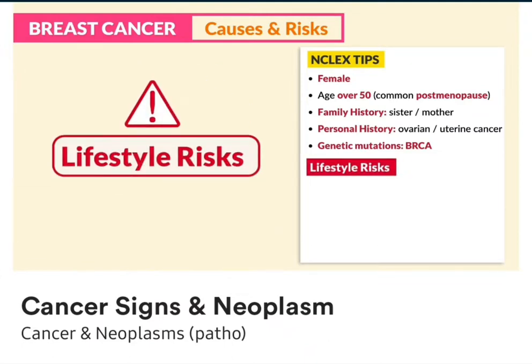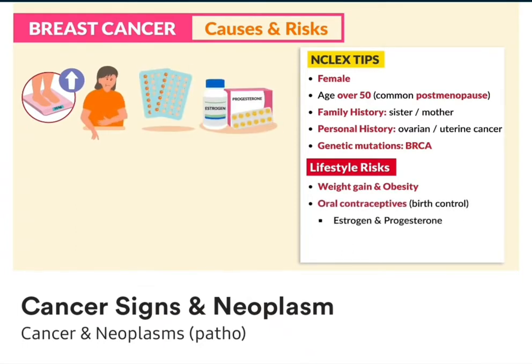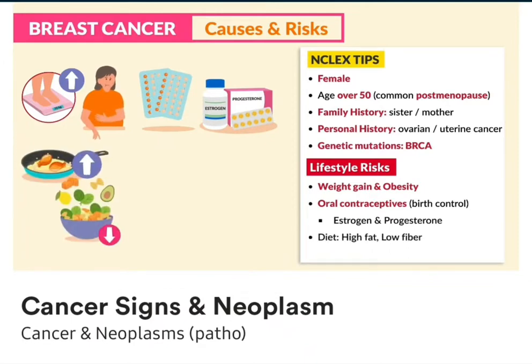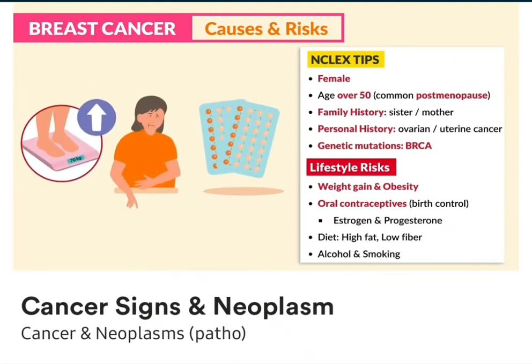Now, in terms of lifestyle risks, weight gain and obesity are some of the biggest risks, as well as oral contraceptives, birth control, because they have estrogen and progesterone, and a diet that is high in fat and low in fiber, as well as alcohol and smoking. So I recommend pausing the screen and writing down the bolded ones here, since these are typically the most tested on the NCLEX and nursing exams.